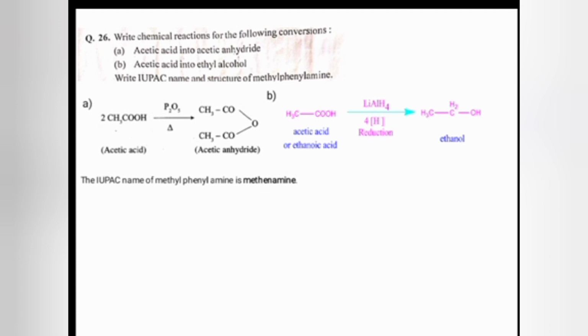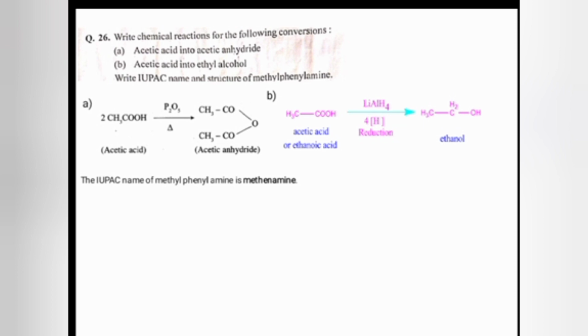Write the chemical reactions to convert the following. Acetic acid on intermolecular dehydration with P2O5 as a dehydrating agent gives acetic anhydride as a product. In the second reaction, acetic acid reacted with LiAlH4, a strong reducing agent, reduces the carbonyl into the primary alcohol, that is ethyl alcohol.